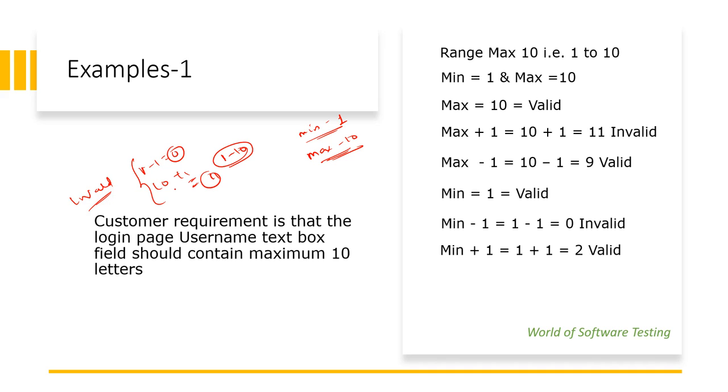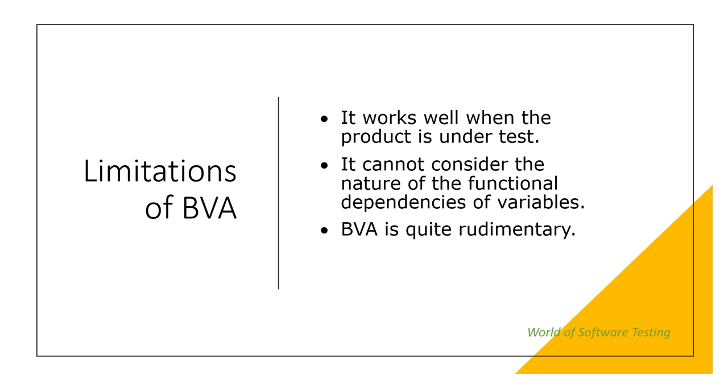If you try to enter these values, those should not be accepted, and if we use the valid inputs, that should be accepted. Using valid inputs is called positive testing, and using invalid inputs, which should not get accepted, is negative testing. Similarly we have done here as well. This is the 1 to 10 range, the minimum is 1, the maximum is 10. Again for the maximum, this is the nominal value, just above the maximum, just below the maximum. Above maximum is invalid, and here also min minus 1 is invalid. So this is the second example for the BVA.